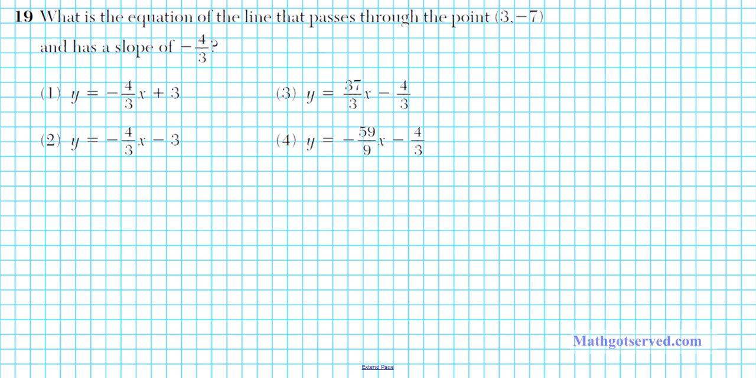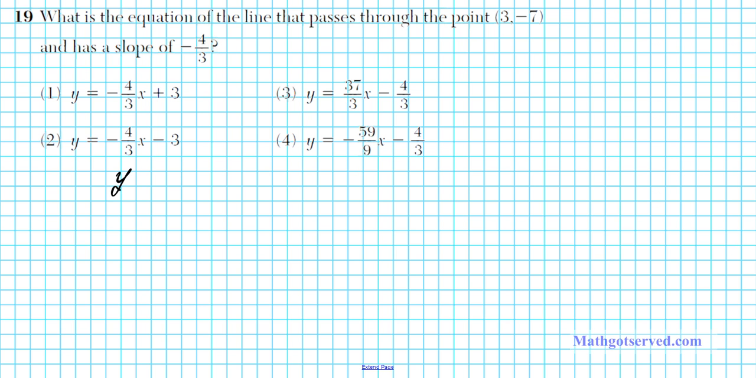All right, let's take a look at number 19. It says, what is the equation of a line that passes through the point (3, -7) and has a slope of -4/3? There are two ways of carrying this out, of generating the equation of this line. One way is by using the slope-intercept form, and then you can also use the point-slope form. Most students like using the slope-intercept form, so I'm going to go ahead and use it, all right?